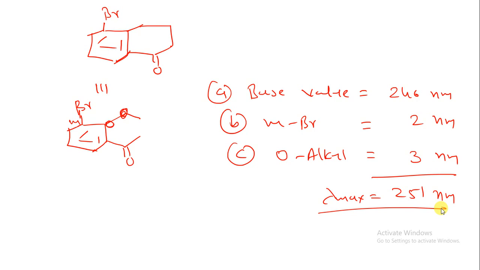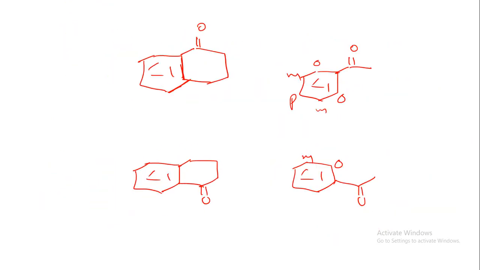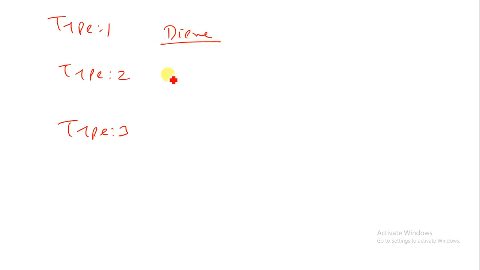Just consider this as an example. I have covered this example in an earlier part of my video. So this is my type number 3. We have seen type number 1, type number 2 and type number 3. In type number 1 we have seen the diene system, in type number 2 we have seen the enone system, and in type number 3 we have seen the aromatic system.